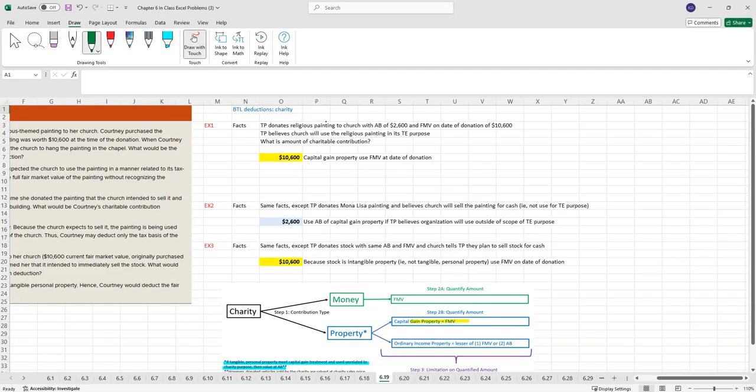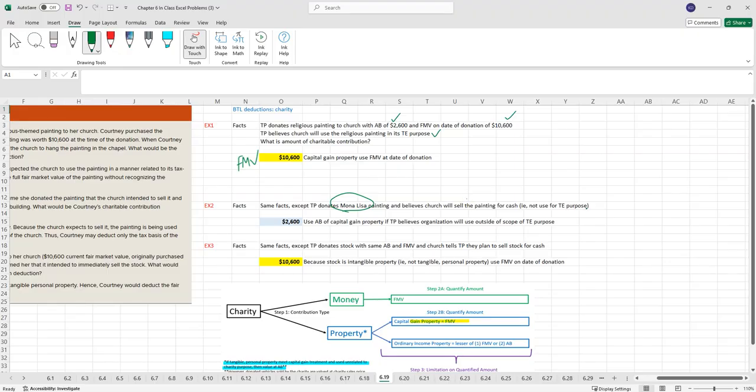All right, so the first one says we give that Mona Lisa to the church. We paid $2,600 and it's worth $10,600. We think that the church is going to use this for its tax exempt purpose. Maybe they're going to hang it up and it's somehow religious, or it somehow helps them. We know that they're going to use it in furthering its mission. In that case, if we give tangible personal property, it's long term, and we know that they're going to use it in a way that's related to its mission, we'll use fair market value. However, say we give them the painting and the church is like, look, we want nothing to do with this Mona Lisa.